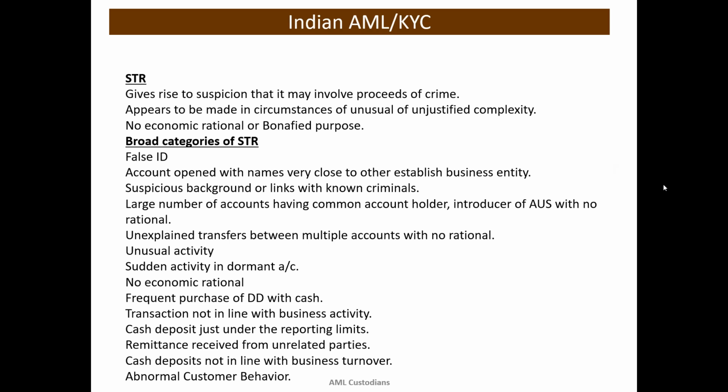Unusual activity: the account was dormant for 5 years, 10 years, and there is certain activity in the dormant account. That also gives us suspicion. Frequent purchase of TDs with cash under the reporting threshold, so the cash is utilized to purchase a financial instrument which can further be used for layering. Transactions not in line with the business activity.